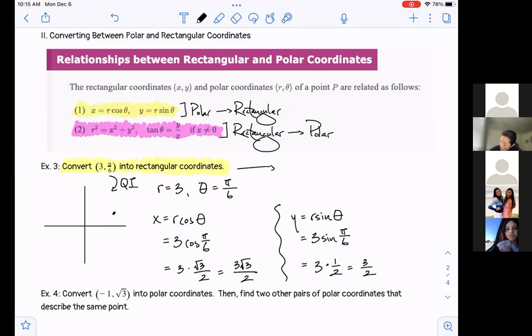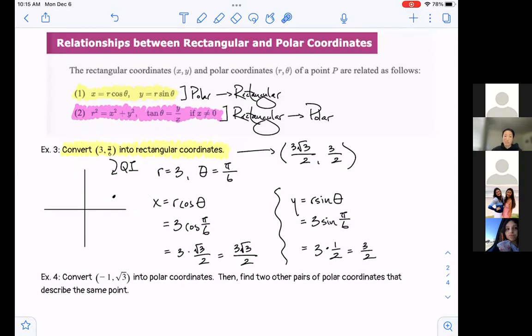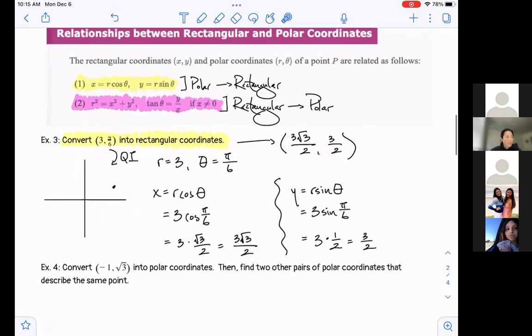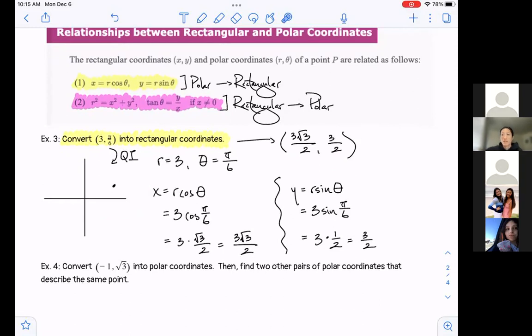That means my answer is going to be the x coordinate comma the y coordinate. Both of these are positive, which means it's going to be in the first quadrant. We want to make sure at the end that our solution matches our original question. And so that's how you move from polar into rectangular. Are there any questions about example 3 before we move on to going in the other direction?